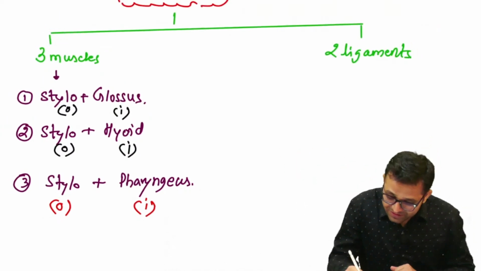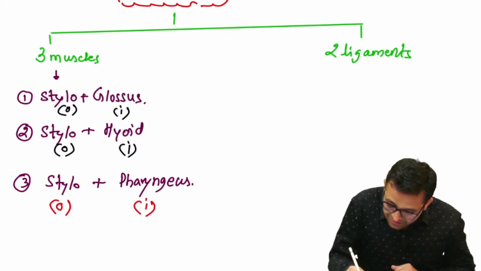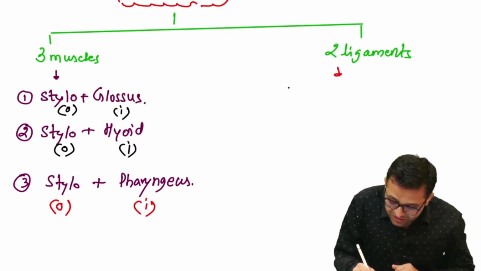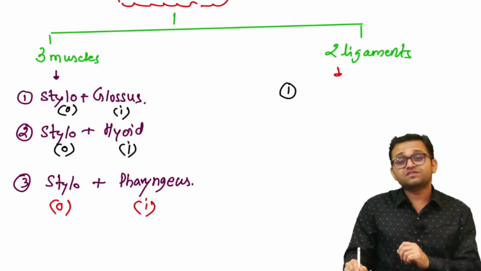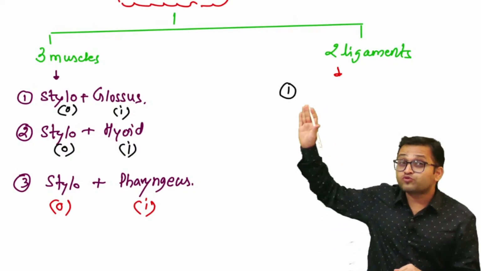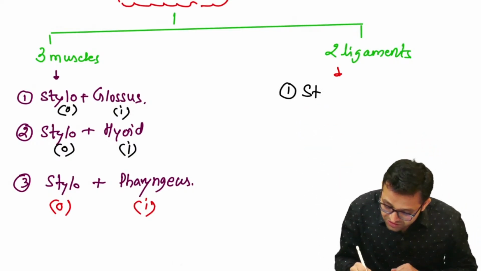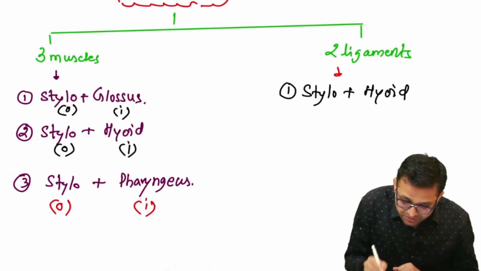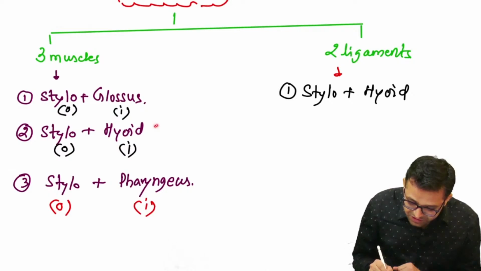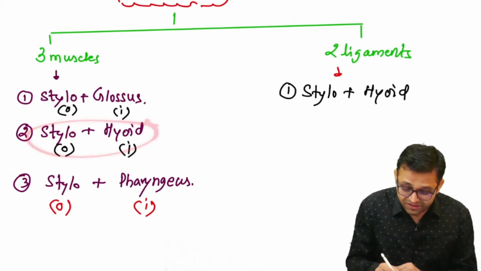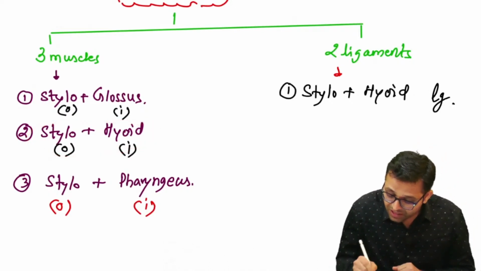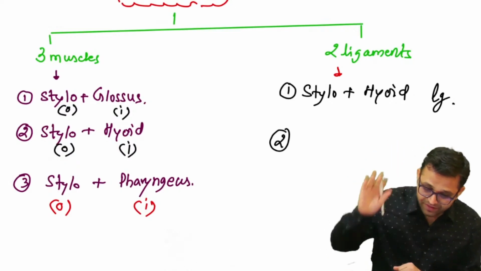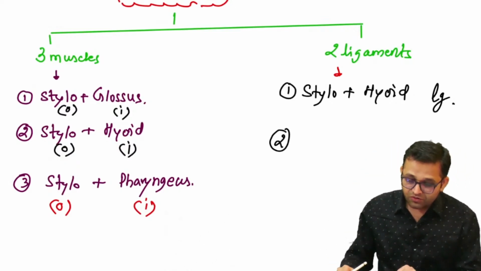What are the ligaments? Catch here, there are 2 ligaments. What are the 2 ligaments? The first takes origin again from the styloid process to the hyoid. So this is stylohyoid. But you can see this stylohyoid was a muscle also. Here you are talking about the stylohyoid ligament. Agree? So this is our stylohyoid ligament.